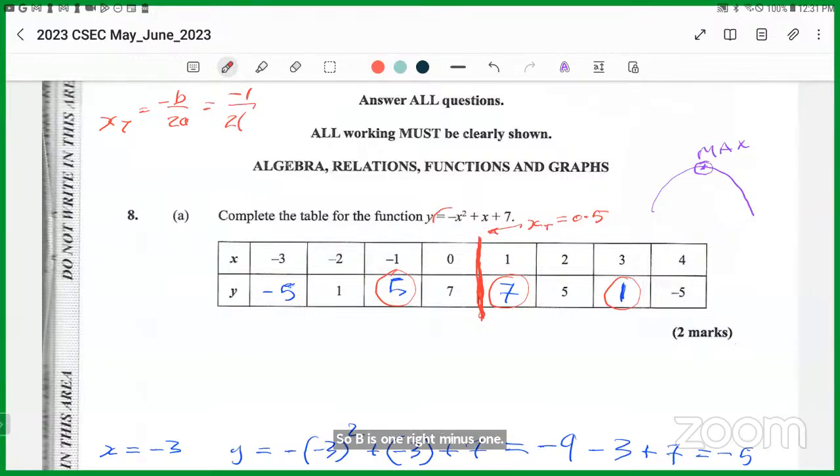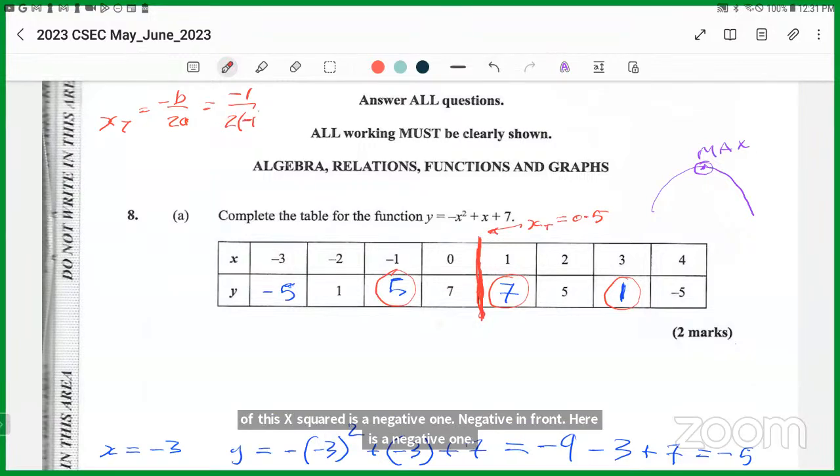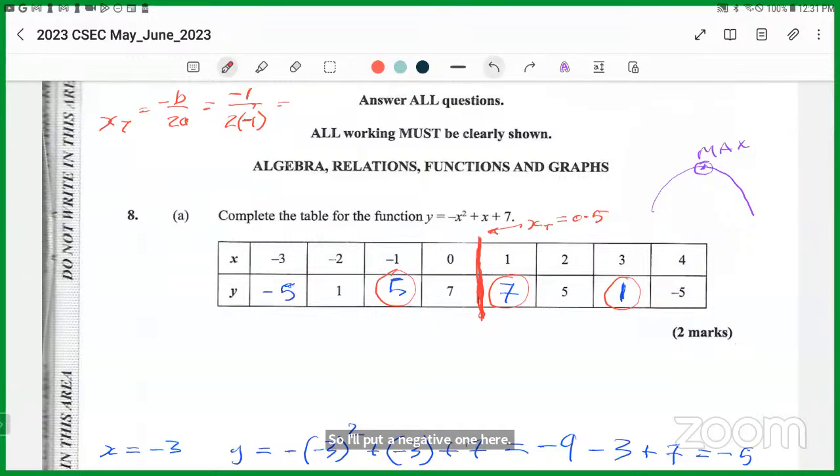The a is negative 1. The coefficient of this x squared is a negative 1. When you see a negative in front here, it's a negative 1. So I'm putting negative 1 here, and these two negatives cancel. I'm going to put a half, and half is the same as 0.5. So you see, my xt value is 0.5 or half.